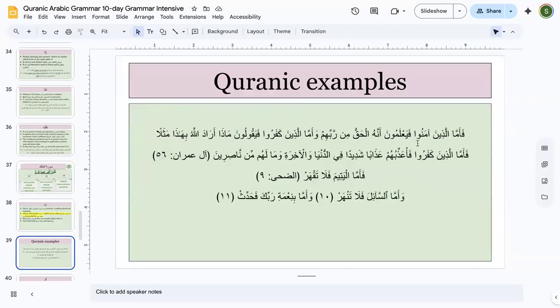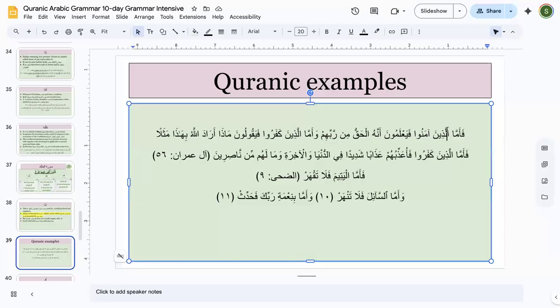فَأَمَّا الَّذِينَ آمَنُوا فَيَعْلَمُونَ أَنَّهُ الْحَقُّ. So as for those who have believed, then they know that indeed it is true. أَمَّا الَّذِينَ, amma, your shart particle. Is it followed by an ism? الَّذِينَ آمَنُوا is your mubtada. يَعْلَمُونَ is giving you the information about your mubtada. Those who have believed, they know that indeed it is truth from your Rabb, right?